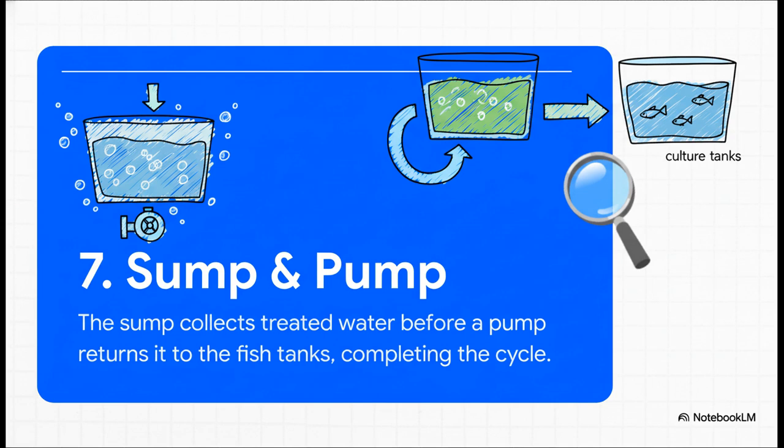The sump is basically a collection tank. It acts as a buffer in the system and gives any last tiny particles a chance to settle out. From here, a powerful pump gives the water the push it needs to travel all the way back to the fish tanks, completing the cycle.